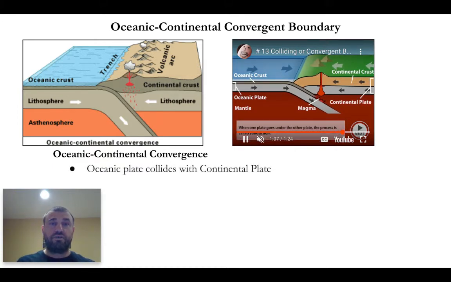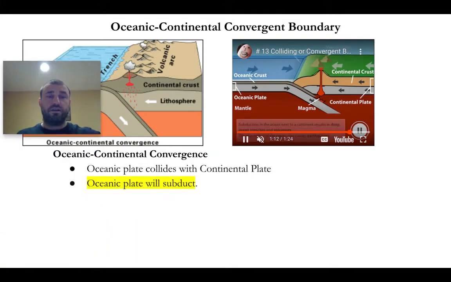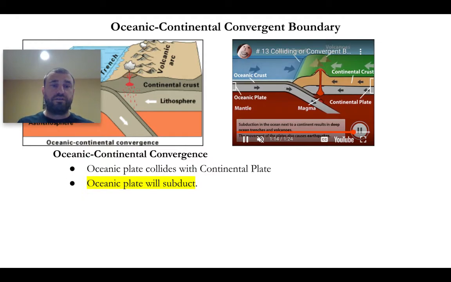So in the oceanic continental convergence, the ocean plate collides with the continent. The ocean plate will subduct. You get a deep sea trench.